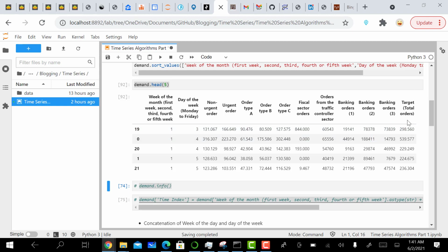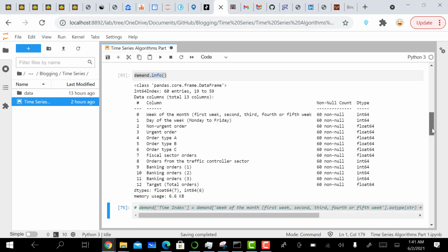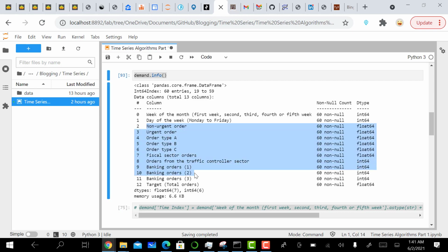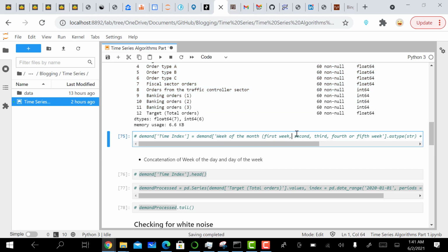So this is Wednesday, and this is sometime in the first week of the month. And then we want to look at the total orders, which is the target. That's what we want to forecast. Now, let's look for more information about the data. What does the data have to tell us? We have altogether 13 columns and 60 rows. I'm not going to worry about anything else but the total orders, because that's the purpose of our tutoring today.